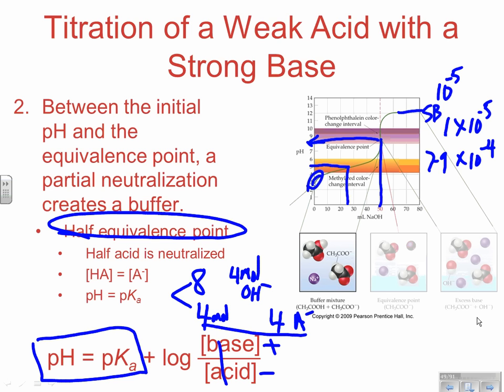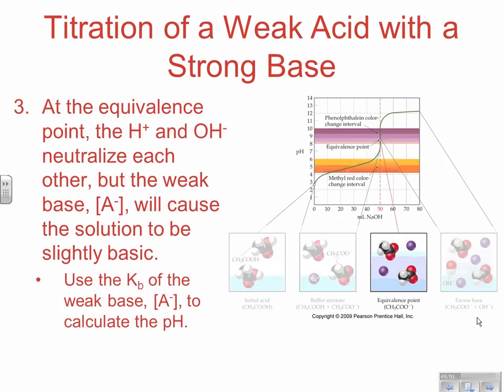So, important thing really happening here in region 2. Region 3, we are at the equivalence point. Now remember, that's when H plus and OH minus neutralize each other, which would normally give us a pH of 7, except for the fact that we have created the weak base, A minus, which causes our solution to be slightly basic. So when you have a weak acid, your pH is going to be above 7. Now, how do you actually calculate what it is? Well, remember, the acid-base stuff from the weak acid and the base that we're titrating with, they're going to cancel each other, so they're irrelevant.